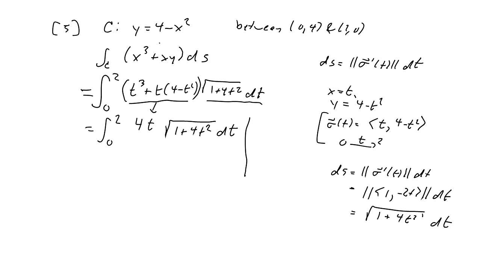So this we're going to integrate using a u substitution. I'll let u equal 1 plus 4t squared. So du is equal to 8t dt. And notice that I almost have that. I've got a 4t dt. So to get 8t, I can just multiply by 2 and divide by 2.